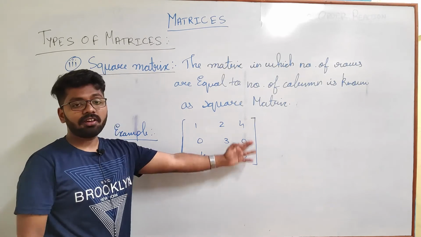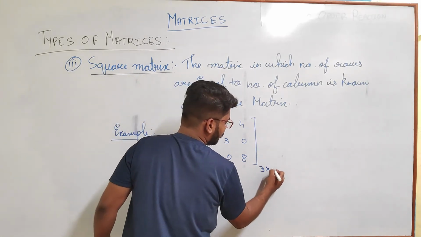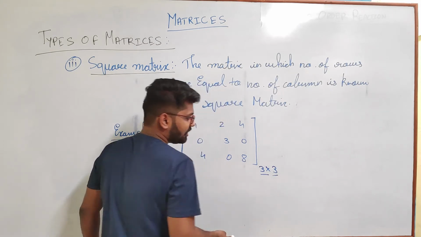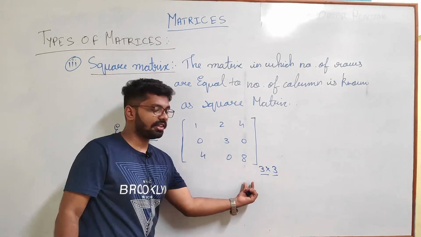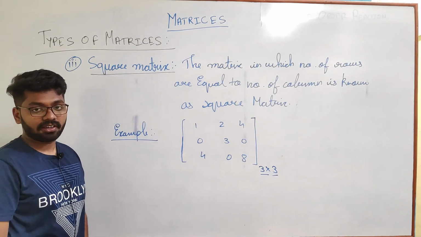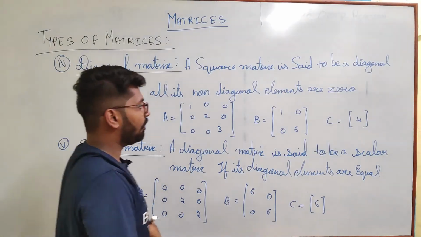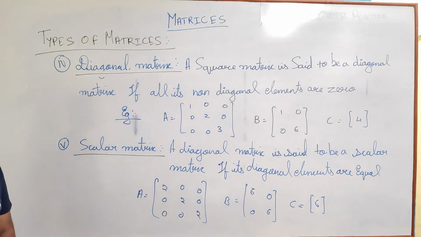So in this example, how many rows are there? 3 rows. How many columns? 3. So do you see both rows and columns are the same? 3 by 3. If your rows and columns are the same, then it is known as a square matrix. Okay, so in the types of matrix, the fourth one is a diagonal matrix.